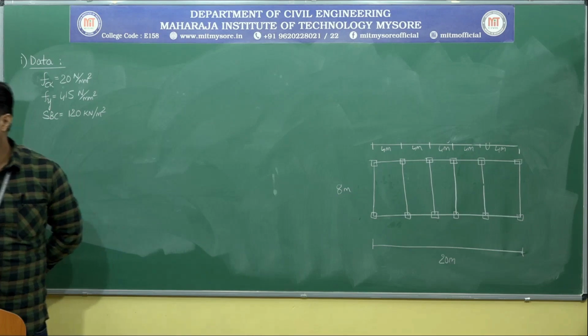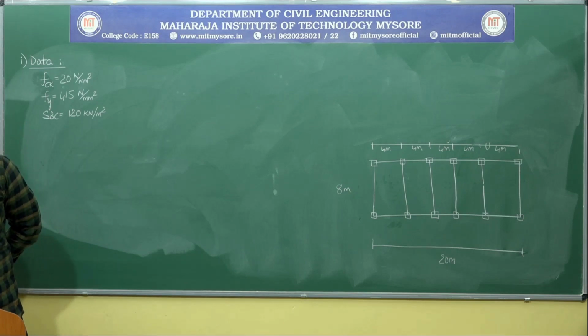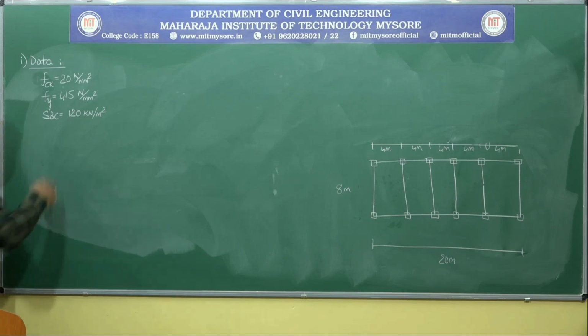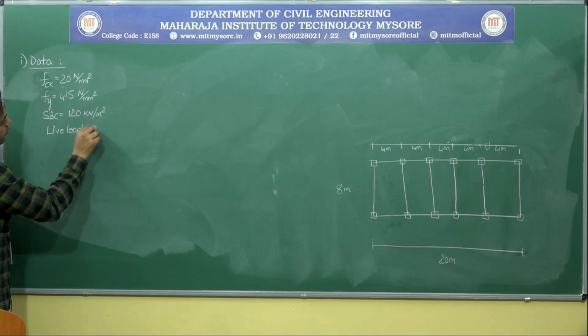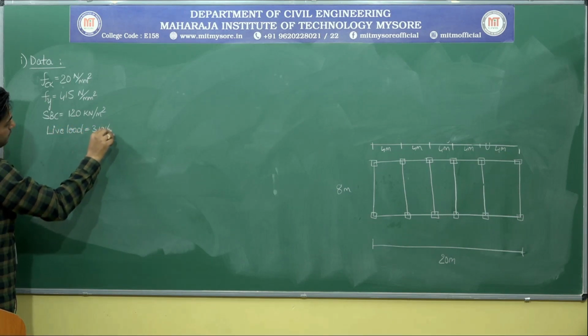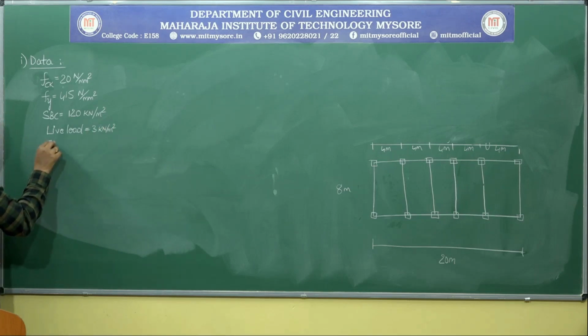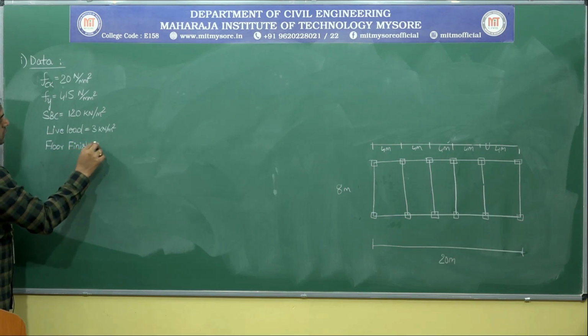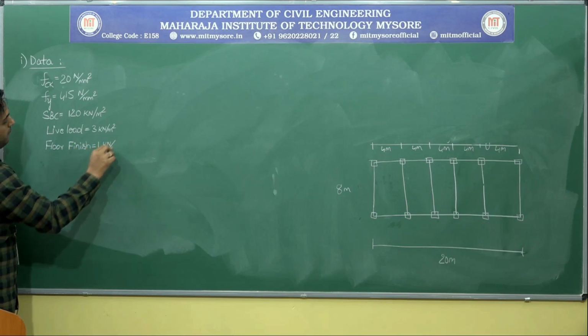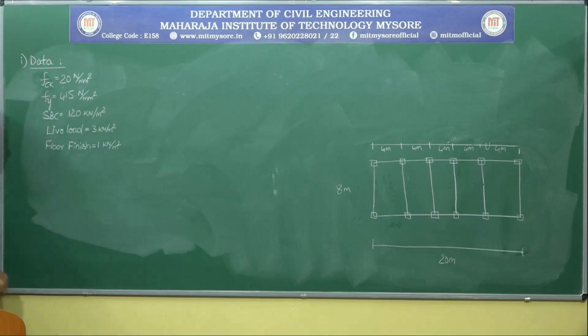Next, anything else that they have given? The height of the column, live load and floor finish they have given. The live load is 3 kilonewton per meter square. Floor finish also they have given, and that is 1 kilonewton per meter square.